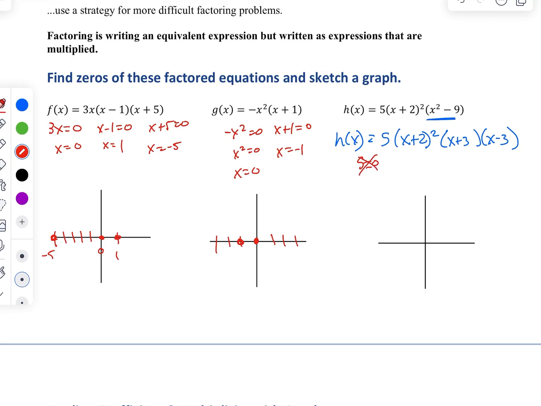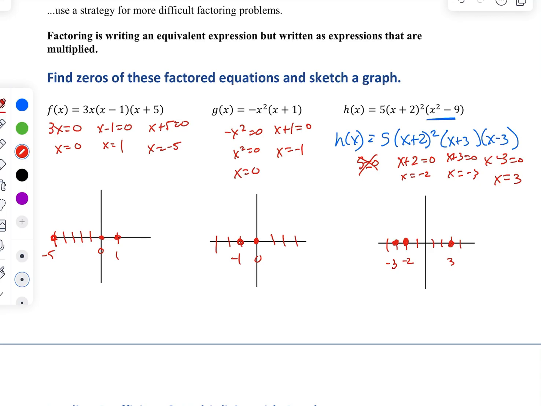And then the last one, I set 5 equal to 0. That doesn't give me anything. X plus 2, I really have this twice, but I can solve it just once here. So at negative 2. And then x plus 3 equals 0, so I subtract the 3, and I get negative 3. And then x minus 3, I add 3, and so I get a positive 3. So those are all my x-intercepts that I have for each one of these functions.